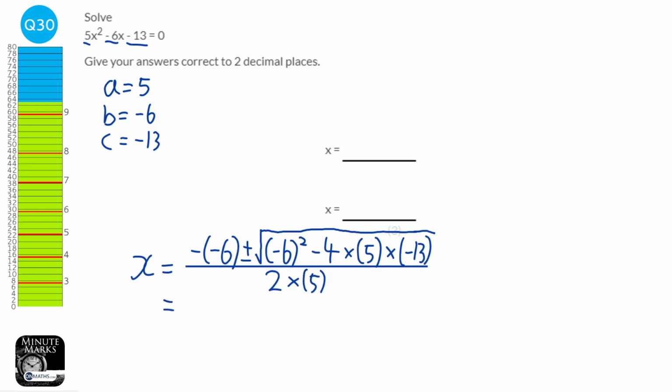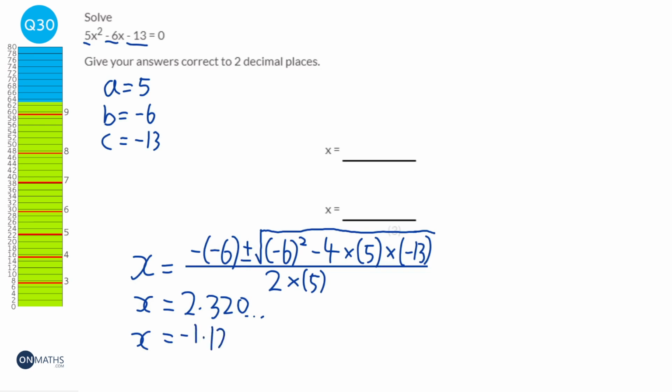Okay, we're going to put that into our calculator with a plus there first, and it gives us 2.320 and so on. And we're going to do the same thing again, but we're going to use our calculator to go back to the plus there, change it to a minus, and press equals. And that gives us minus 1.120 and so on. So to 2 decimal places, it's going to be 2.32 and minus 1.12.